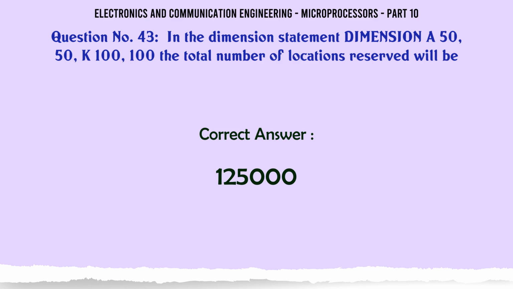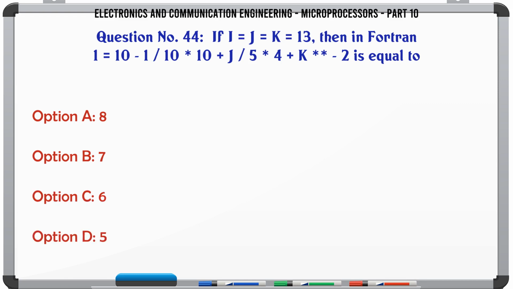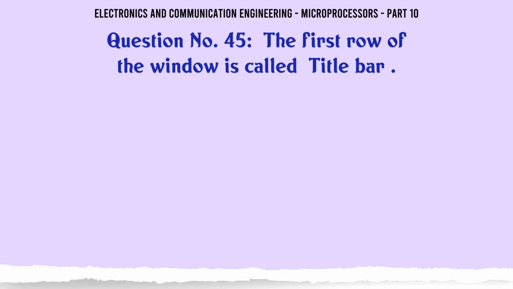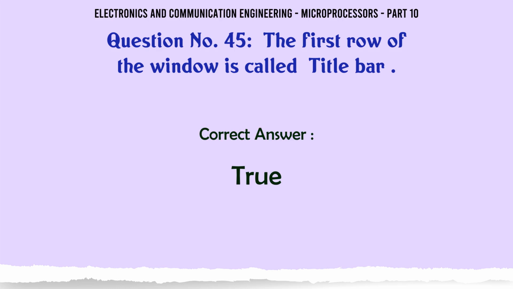1,25,000. If IJK13, then in Fortran 1/10 January 2010 10J54K2 is equal to A. 8. B. 7. C. 6. D. 5. The correct answer is 8. The first row of the window is called title bar. A. True. B. False. C. D. The correct answer is true.